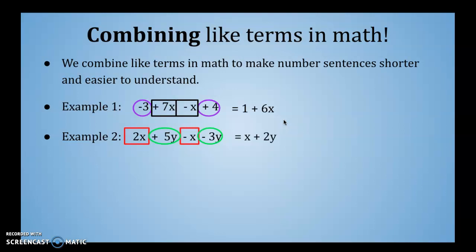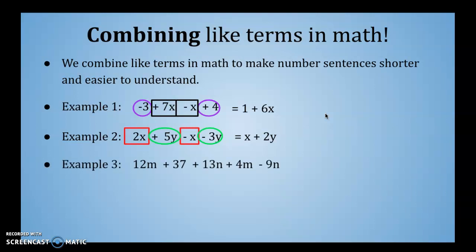So 2x's, if you take away an x, that's why we end up with just 1 positive x. And then if I have 5 y's and I take away, subtract 3 y's, I end up with 2. And so again, we took this from a 1, 2, 3, 4 term number sentence down to 2. These things are equivalent. Okay, that's why we have the equal sign. This is just a longer, more drawn out way of saying this. Okay, so just want to make sure we know that we're just making equivalent expressions when we combine these things.